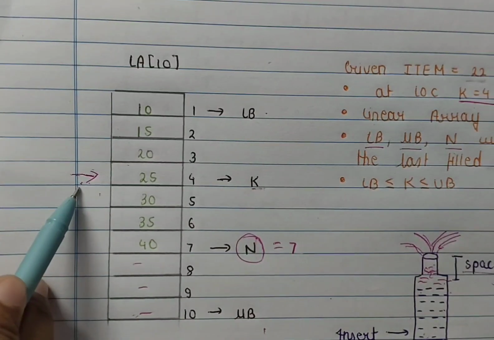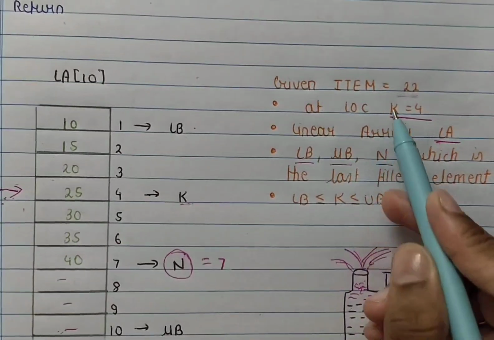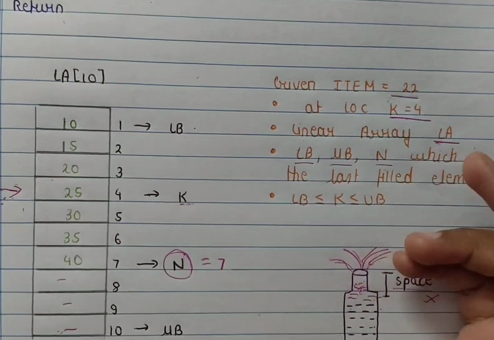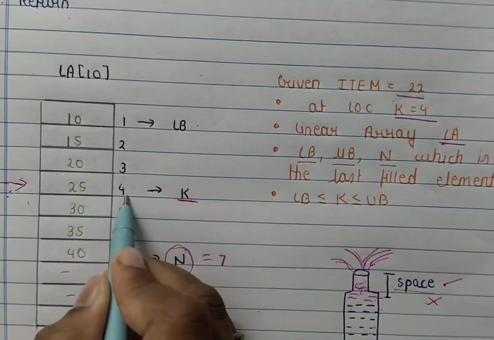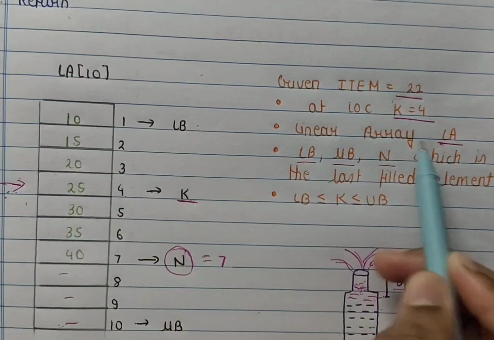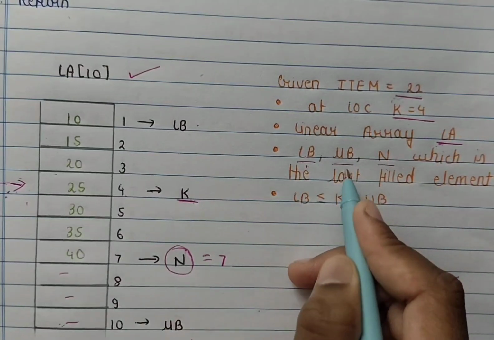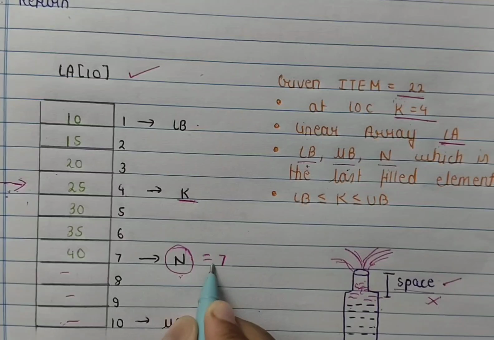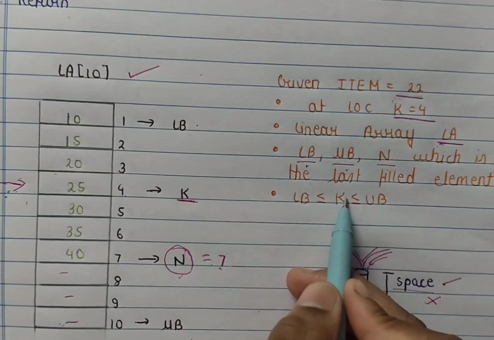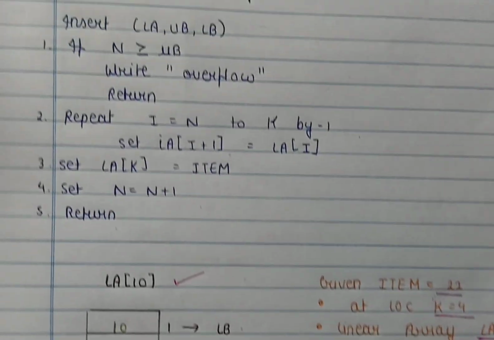So let's take an example where we are given item equals 22 and we want to insert it at the location k equals 4, which means that we want to insert the element at k equals 4. LA is the linear array of length 10, LB is the lower bound, UB is the upper bound, and N is the last filled element which is equal to 7. Here we see that k lies between the lower bound and the upper bound, or is equal to it.